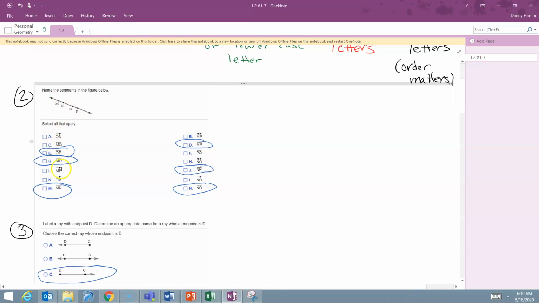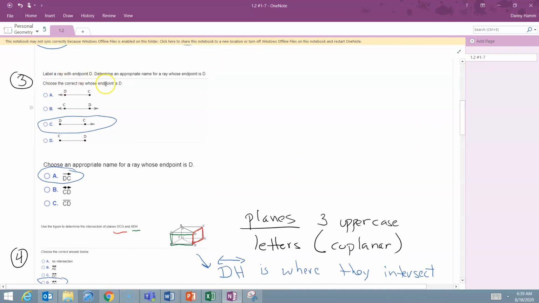This has an arrow, that is a ray, this is a line. And as you can see here, it has the correct symbol, but Q is not on there. Here, this doesn't have the correct symbol, and this is a ray. So those are examples of rays, lines, and segments.